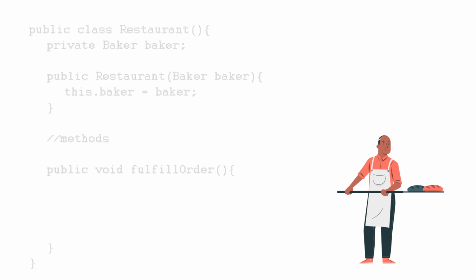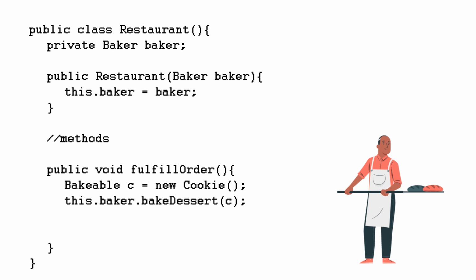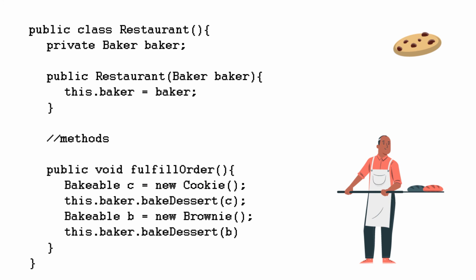So in our restaurant class with our baker, we can do this, and the bake method from the cookie class will be executed. Then we can do this, and the bake method from the brownie class will be executed. Notice that in our variable definitions, we are defining the type of the variable as bakeable instead of cookie or brownie. This is called polymorphism, and it's when we reference an instance using a generic type, such as an interface, that allows us to treat different instances of different classes in the same way.